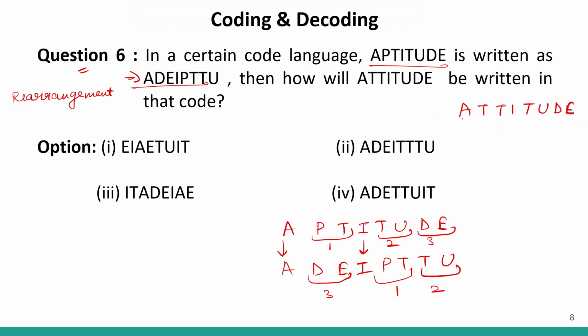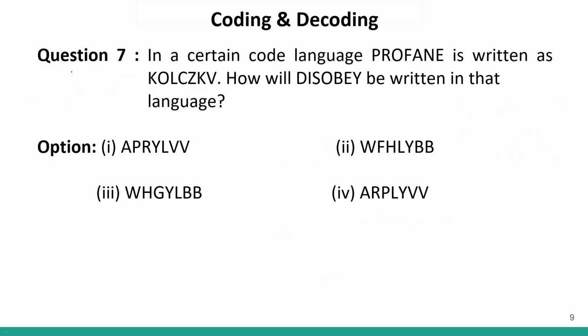So for attitude, if I do the same thing, A will remain same and I will remain same. Correct? Now, this is your pair 1, this is your pair 2, and this is your pair 3. So we will get pair 3 first. So DE. Then we will get pair 1, so TT, and then we will get pair 2, which is TU. So this will be my code, which is ADEI TTTU. This is given in option number 2. So option number 2 will be the correct answer to this question. Clear? Moving on to question number 7.